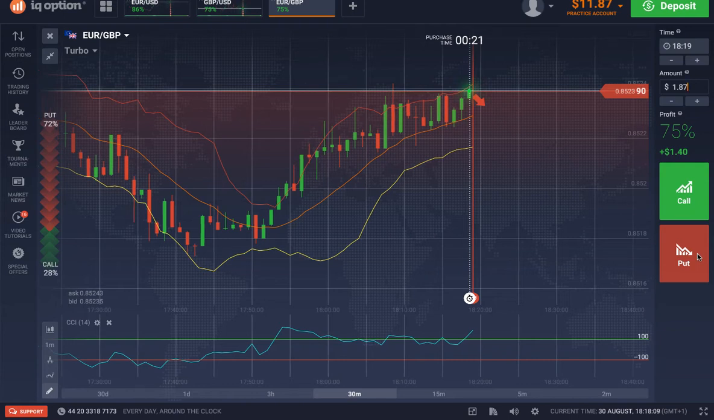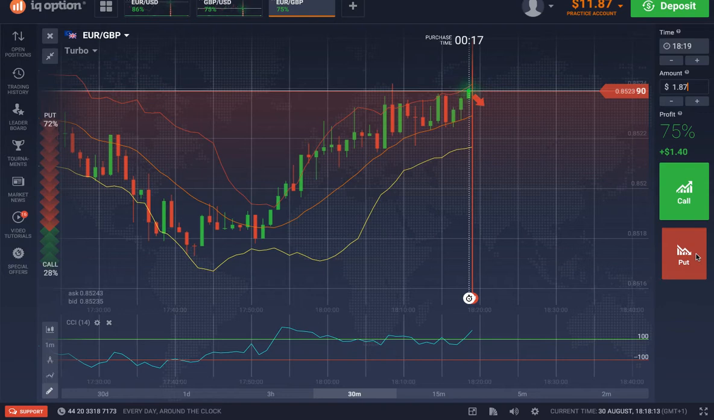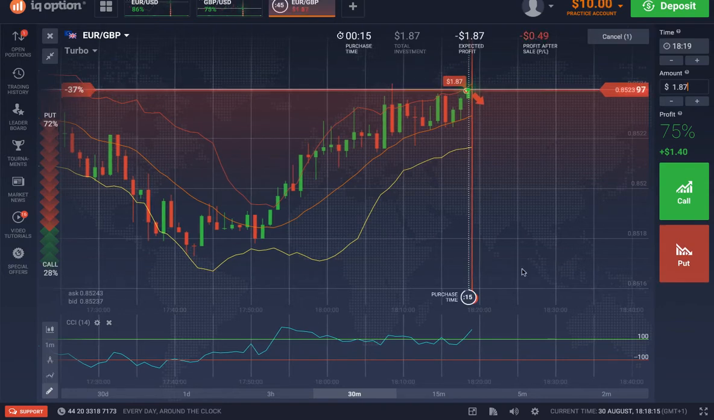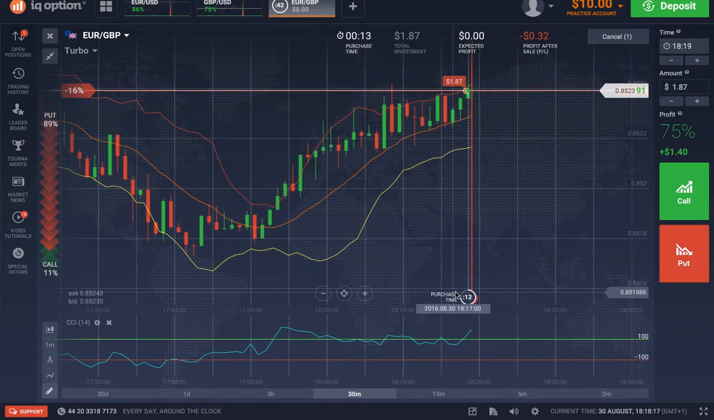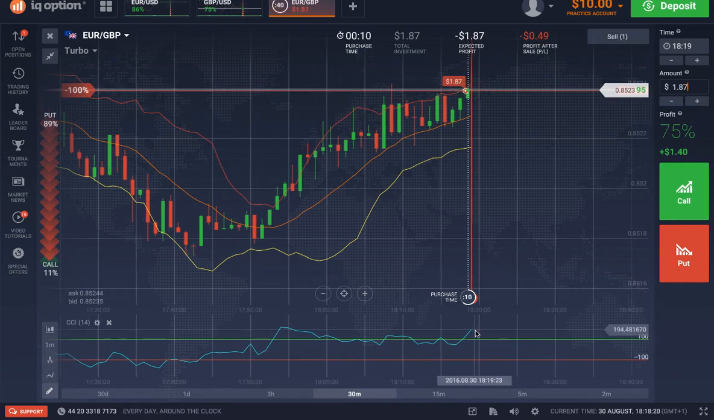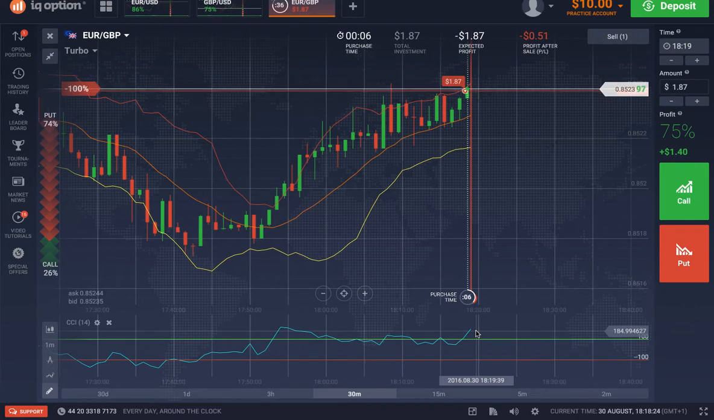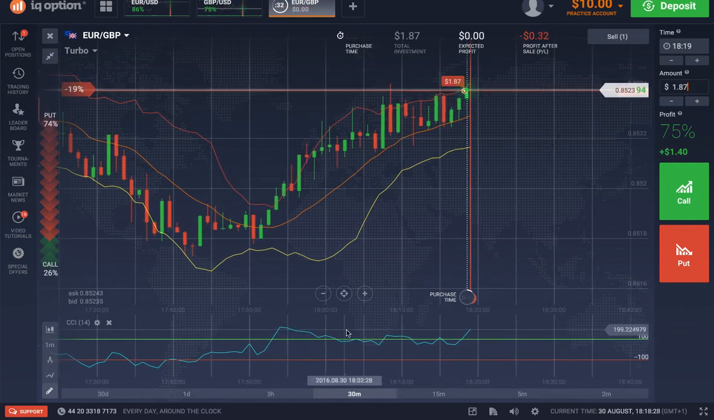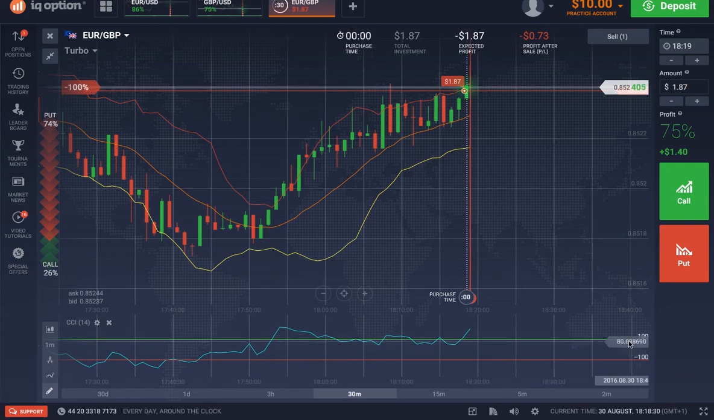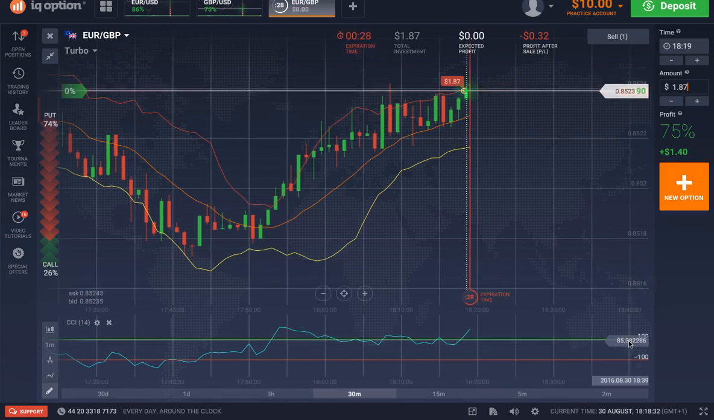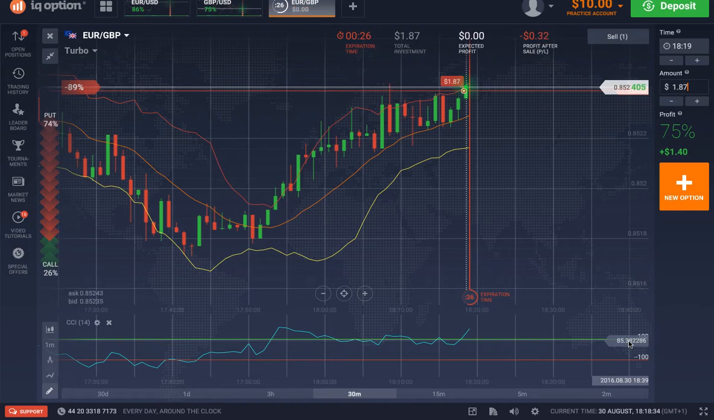Yeah, the CCI has gone really high, so I might place a call there. The reason why I placed that call, it might not be correct, is because I see the CCI has gone high. I might have placed it a bit early, hopefully not. When it goes above 100, that means the market is extremely overbought, so hopefully it should depreciate and go down.